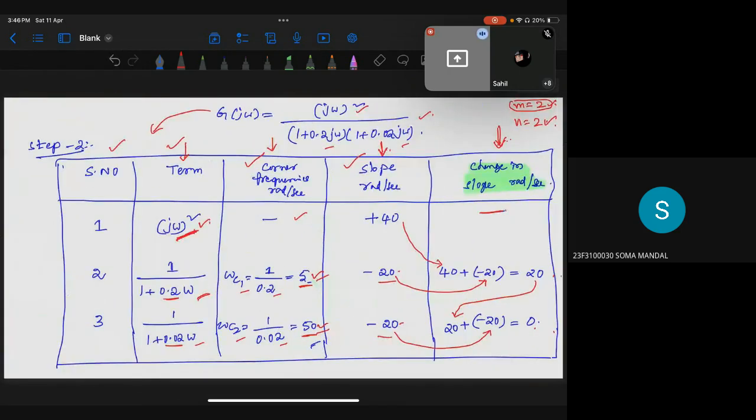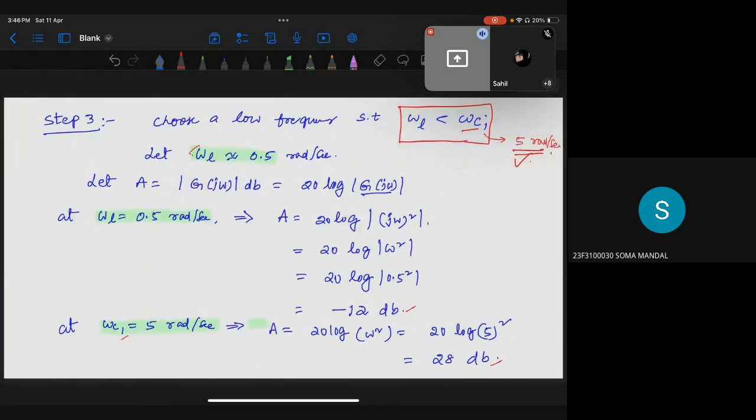Yeah. Now here you could see. So first we have to choose this value, omega L. We are choosing like this. So omega C1 is 5, and we are choosing omega L as 0.5. Is this clear?